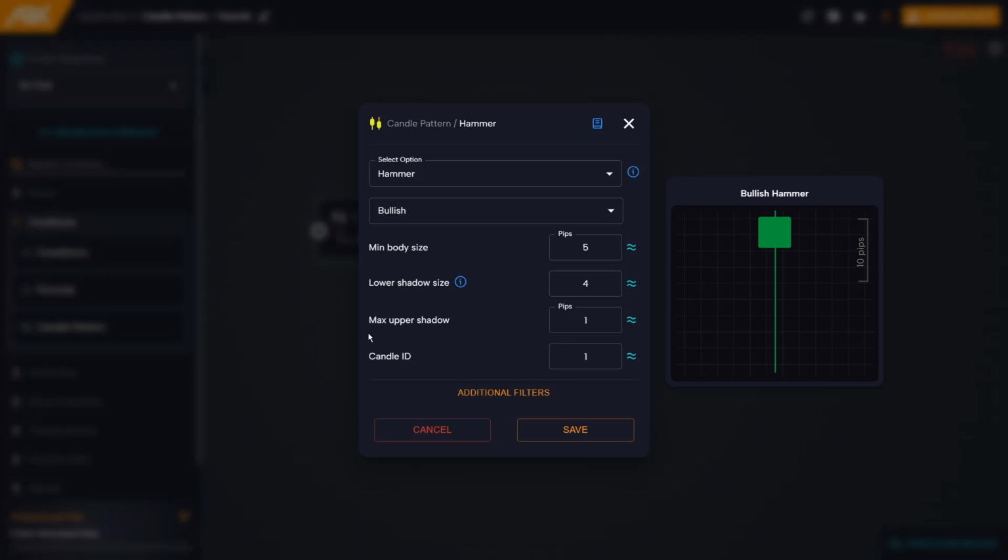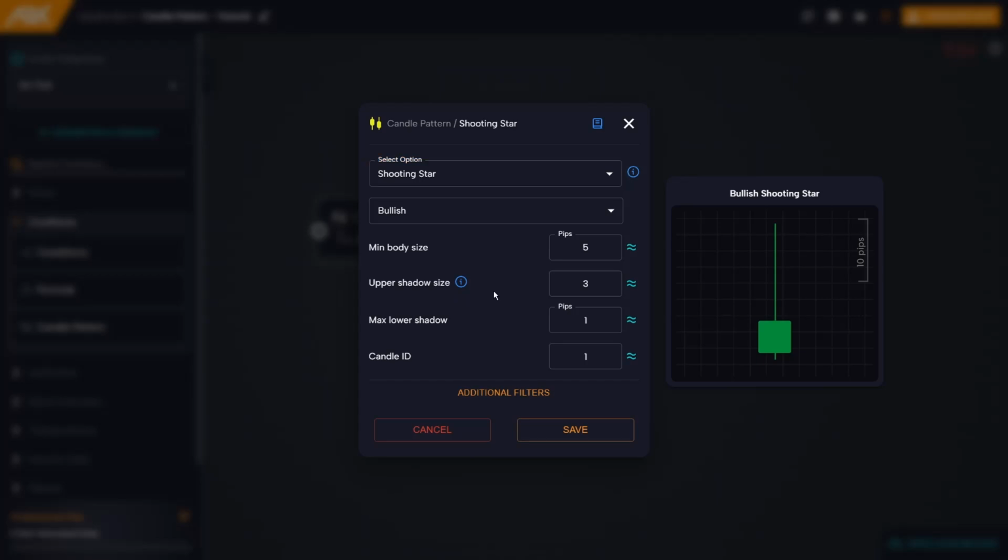The last customizable option is max upper shadow. This time, we are specifying the maximum upper shadow. If we leave the value set to 1, candles with an upper shadow less than 1 pip are considered valid. Very similar is the customization of the shooting star, which we can select from our menu at the top. The difference is that in this case, we will multiply the upper shadow, so upper shadow size, and we will have the lower shadow as max lower shadow.